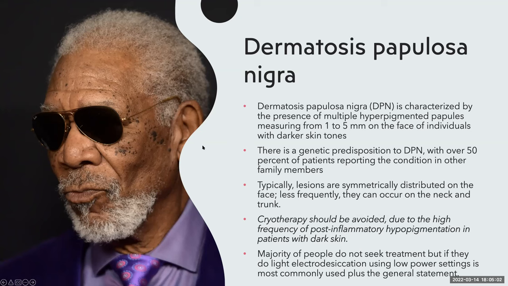These are a genetic predisposition. And then they tend to have a symmetrical distribution on the face or sometimes on the neck and the trunk. This is one of the unique things I wanted you to know about such diseases: cryotherapy is not used in such patients. The reason is that post-inflammatory hypopigmentation, as we mentioned before. But other treatments are possible.